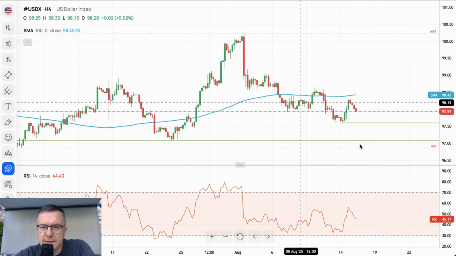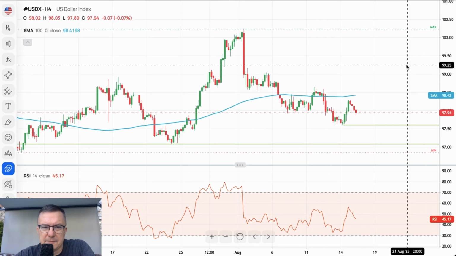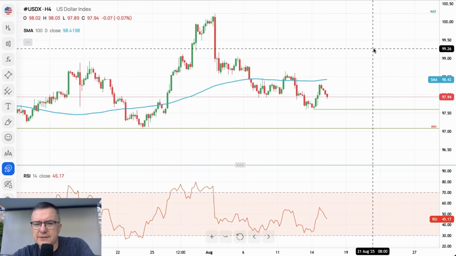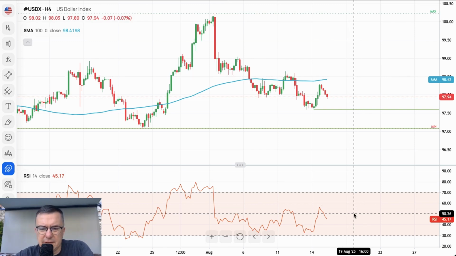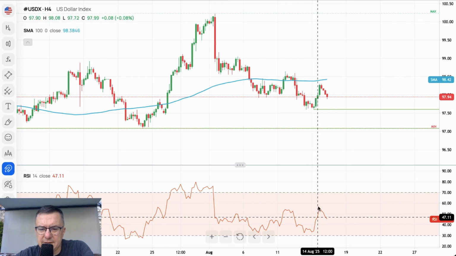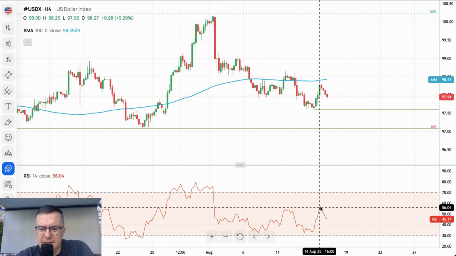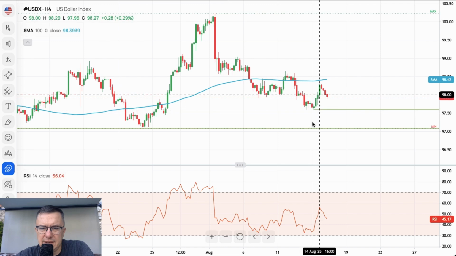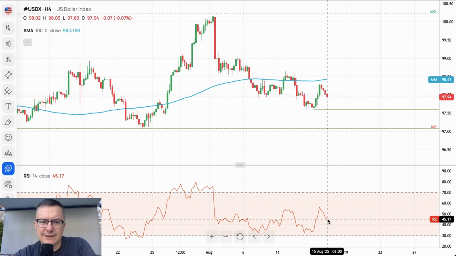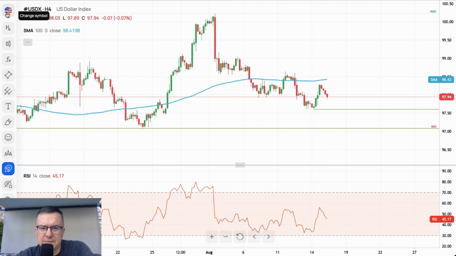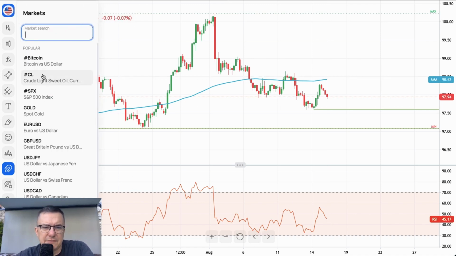We might see this technical support to be tested quite soon if this kind of momentum will be something quite normal right now. Occasional spikes towards the level of 56 on the momentum didn't actually help the US dollar index to rally. We are back below the level of 50 right now. It's 45 points, so quite strong to the level of 40, and we should see more downside movement very soon.